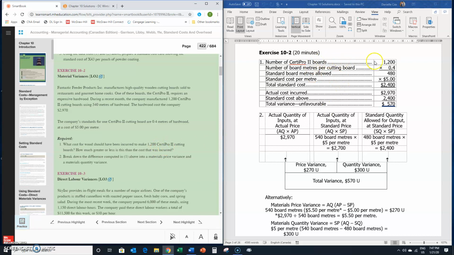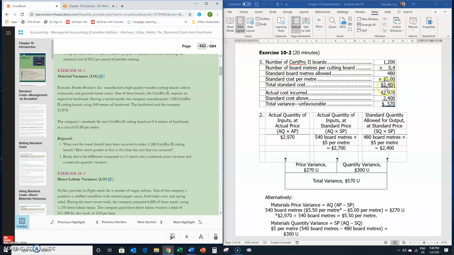So they made 1,200 boards. Then how much wood should they have used for each board? For each board they used 0.4 meters of hardwood. So if you multiply that, to make 1,200 cutting boards, they should have used 480 meters. And the standard cost per meter is $5. So 480 meters at $5 per meter, the standard cost then would be $2,400.